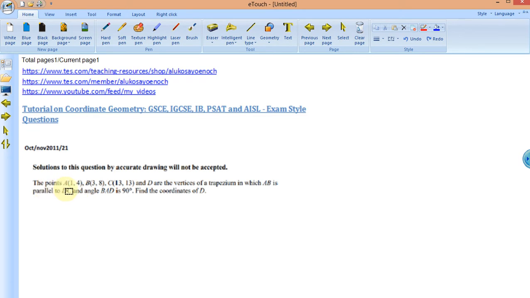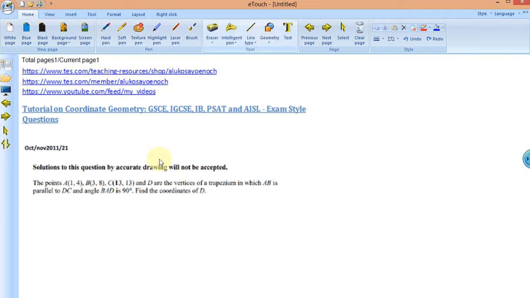The points A with coordinates (1, 4), B with coordinates (3, 8), C with coordinates (13, 13), and D are the vertices of a trapezium in which AB is parallel to DC, and angle BAD is 90 degrees. Find the coordinates of D. So guys, let's get started with this question.